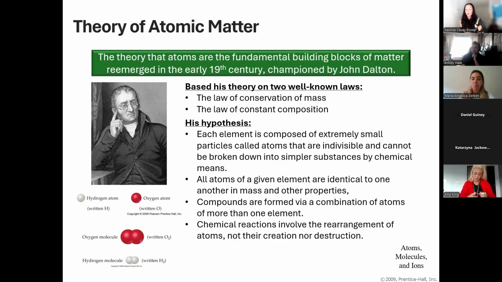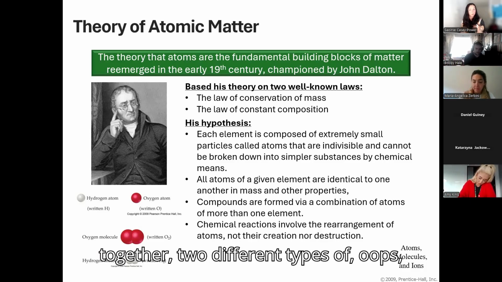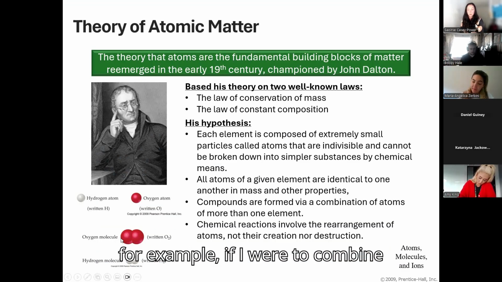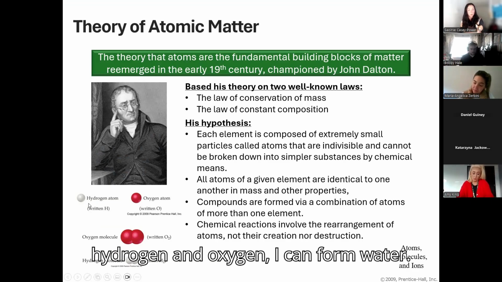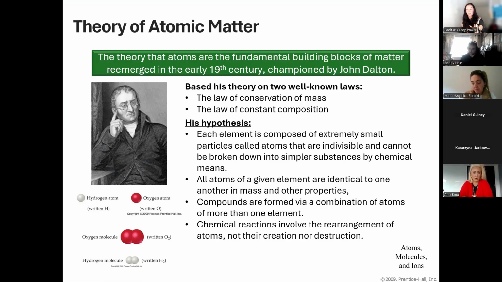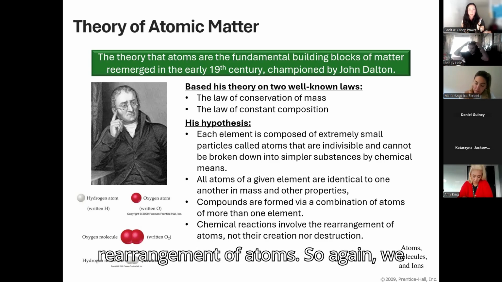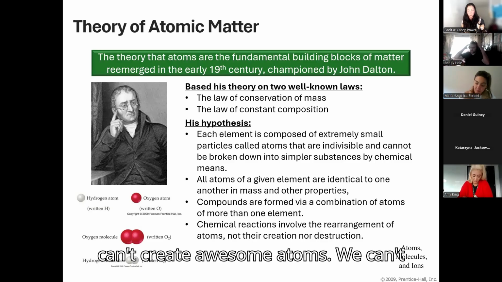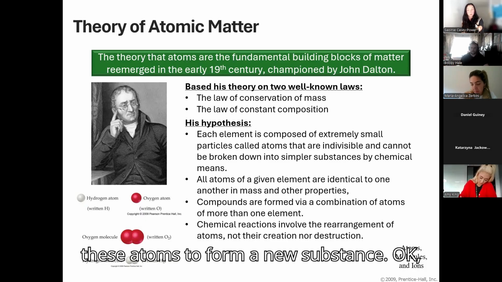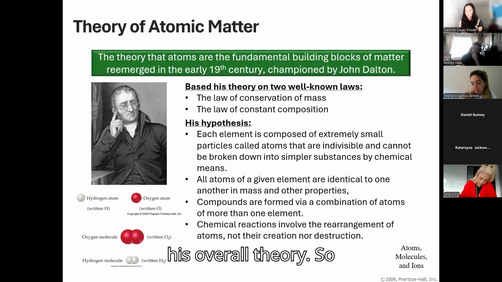Okay? Compounds, so what I mentioned, we can have 2 or more atoms that are bonded together, 2 different types of atoms. So for example, if I were to combine hydrogen and oxygen, I can form water. So water is a compound and has 2 different types of atoms. And then chemical reactions involve the rearrangement of atoms. Again, we can't create atoms, we can't destroy atoms, we can just rearrange these atoms to form a new substance. Okay, so these were his 4 main hypotheses of his overall theory.